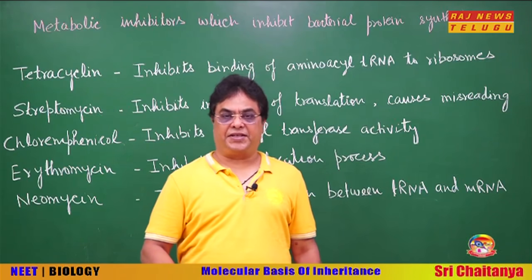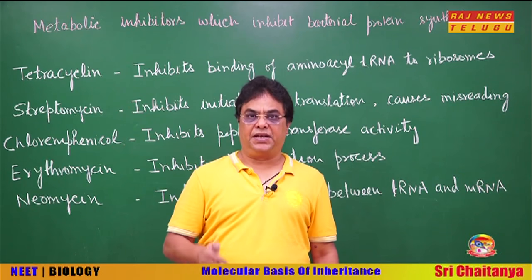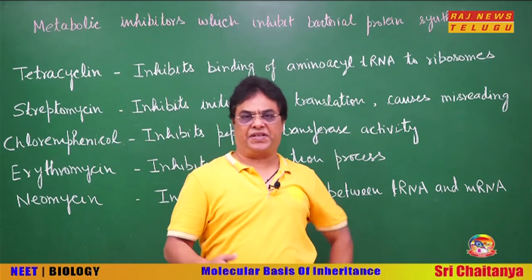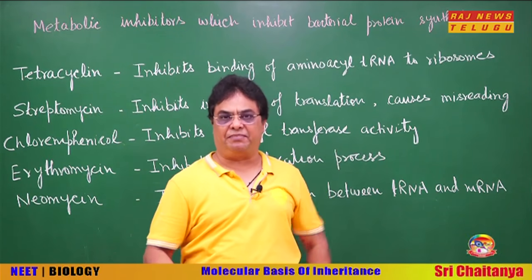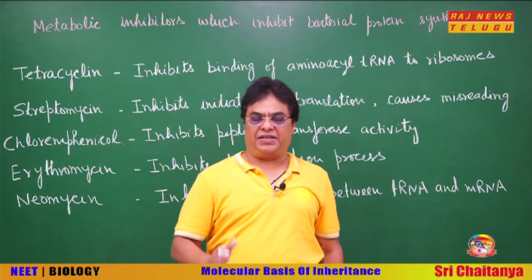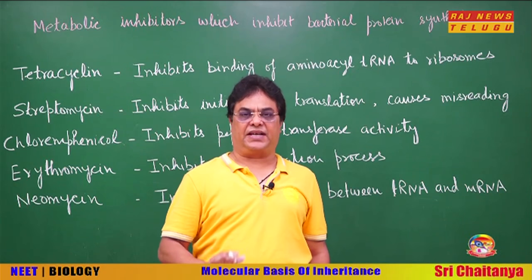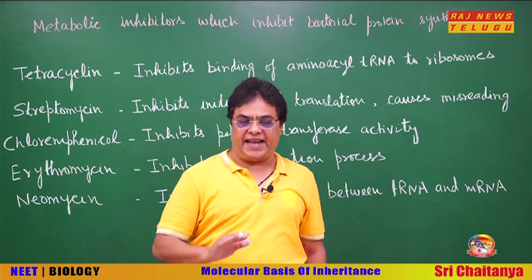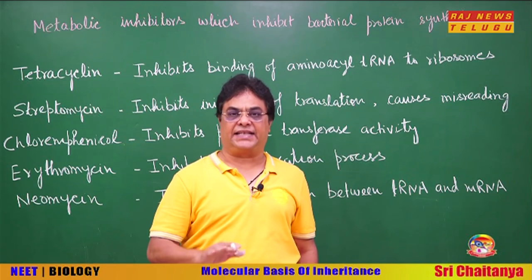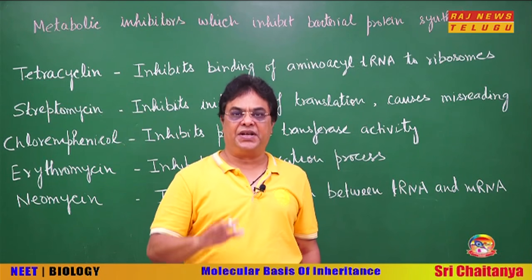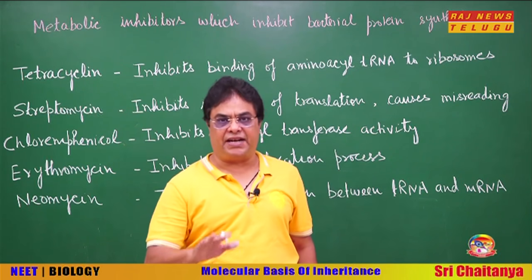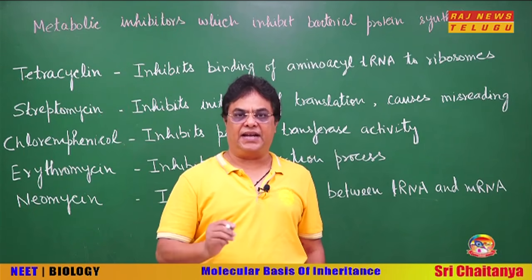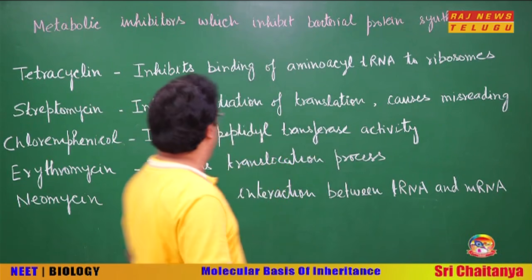Now, there are certain metabolic inhibitors that selectively inhibit different stages of bacterial protein synthesis, but they do not have any adverse effect on eukaryotic protein synthesis. Due to this, we take these metabolic inhibitors as medicines, antibiotics, to check bacterial infection or bacterial disease. Let us see the name of the antibiotic and at which step it is causing inhibition.